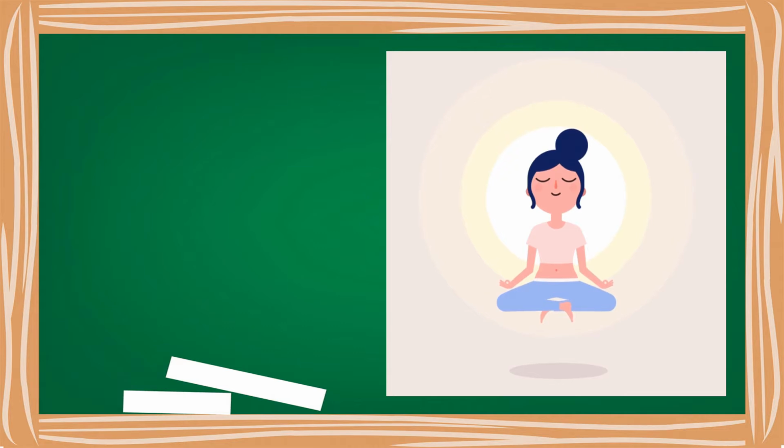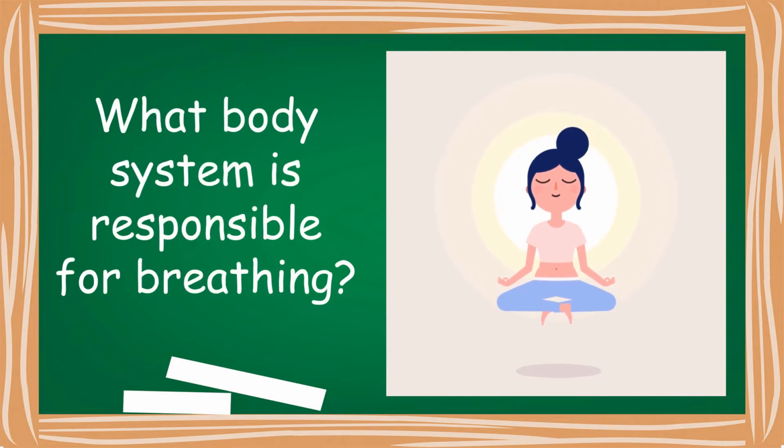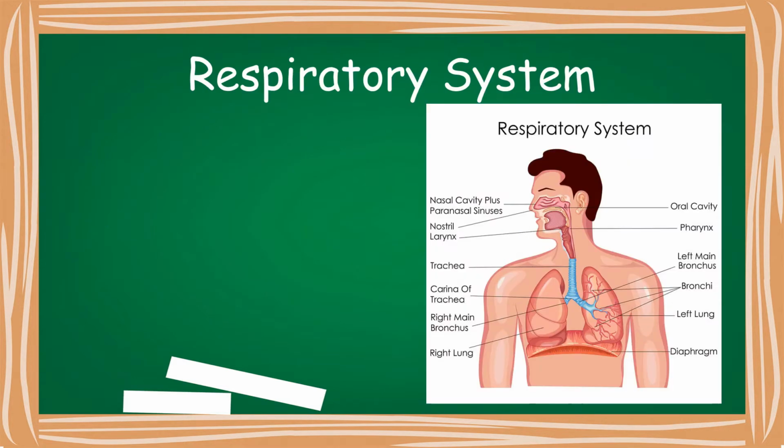What do you notice on the picture? Yes, you're right. The girl is doing yoga or meditating. While the girl is meditating or doing yoga, she is inhaling and exhaling. The question is, what body system is responsible for breathing exercise? Or what body system is responsible for inhaling and exhaling? Yes, you're correct. That is the respiratory system.